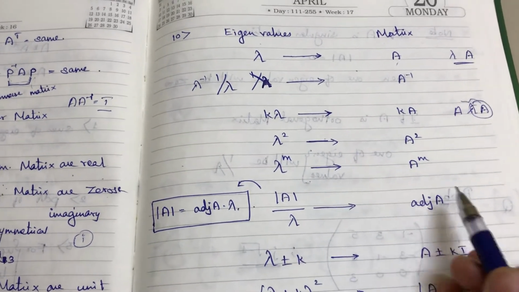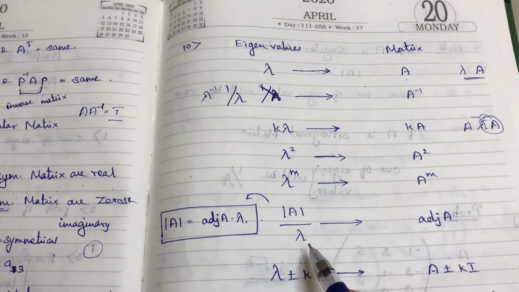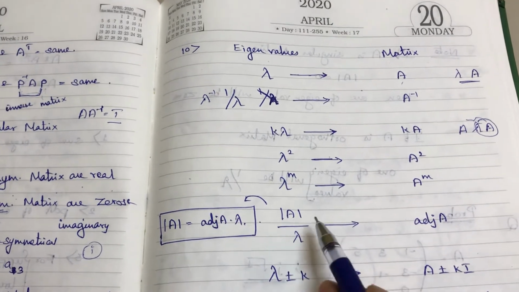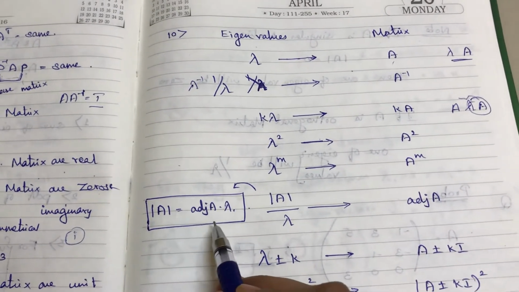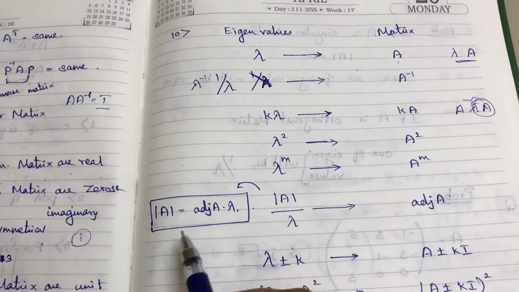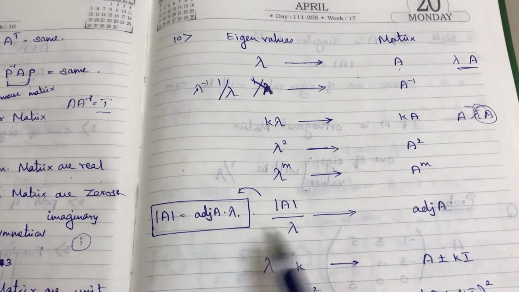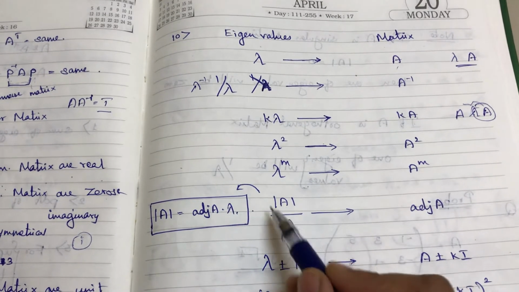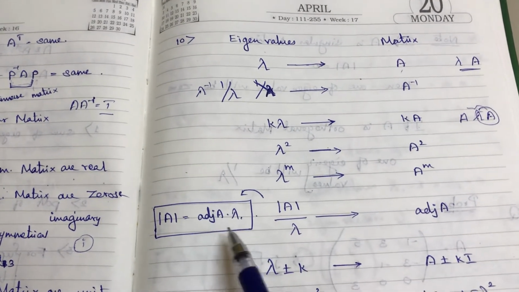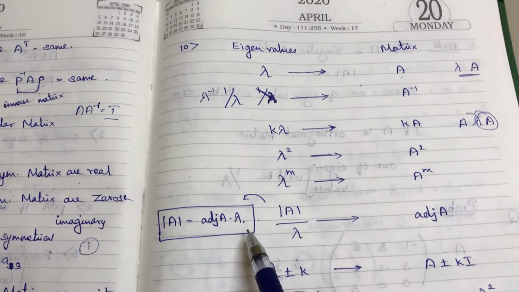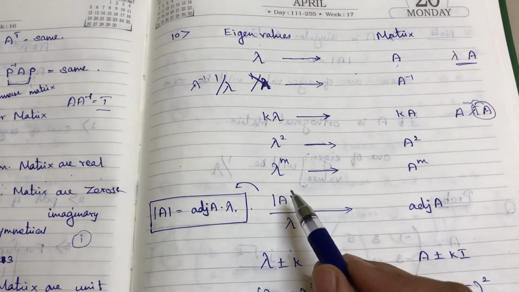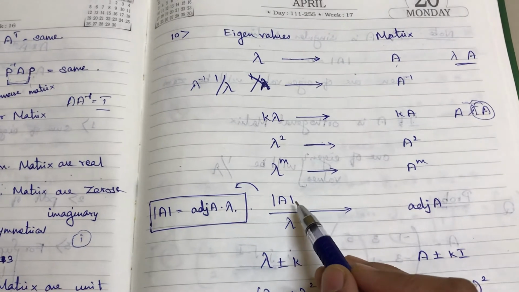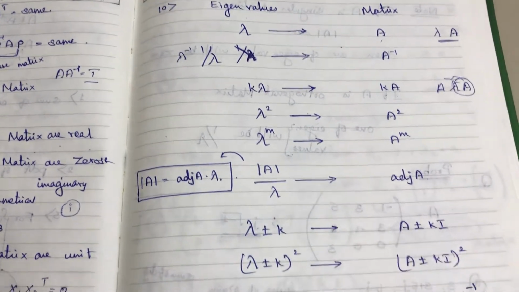Then for matrix A inverse, what is the eigenvalue? Determinant A, which is equal to the product of the eigenvalues. Okay, determinant A, it is not del, it is determinant. So for the matrix A inverse, what is the eigenvalue? Determinant of A by lambda.